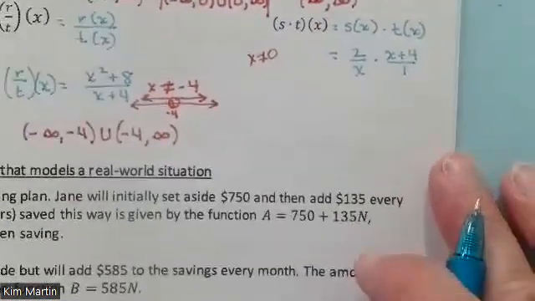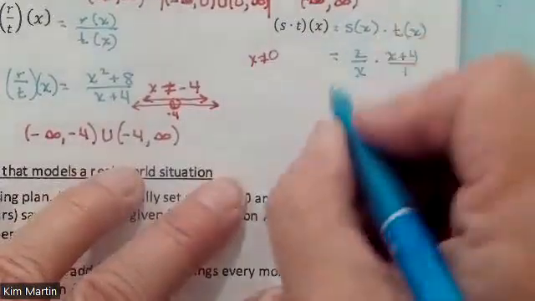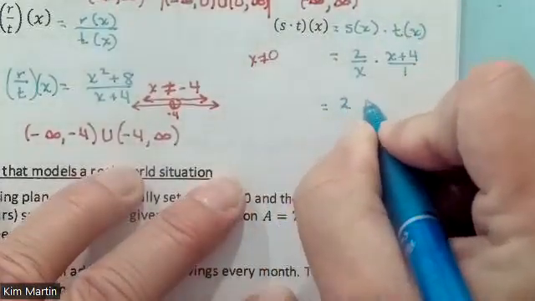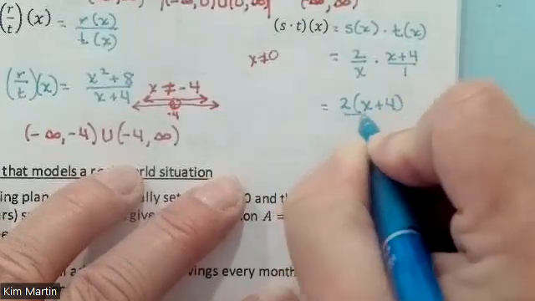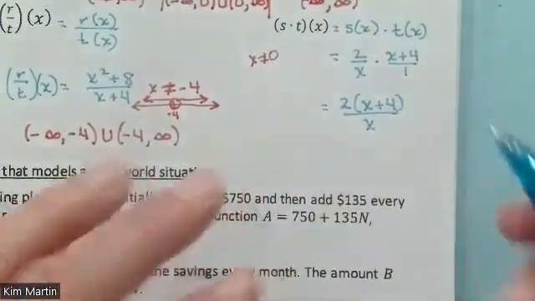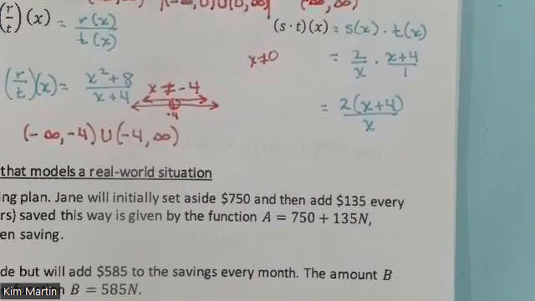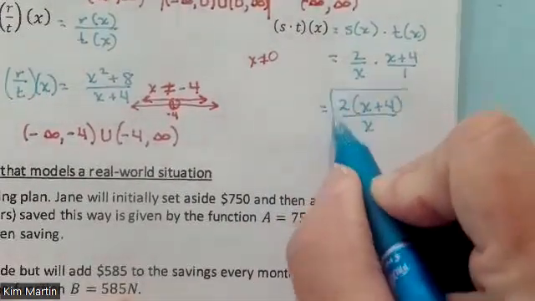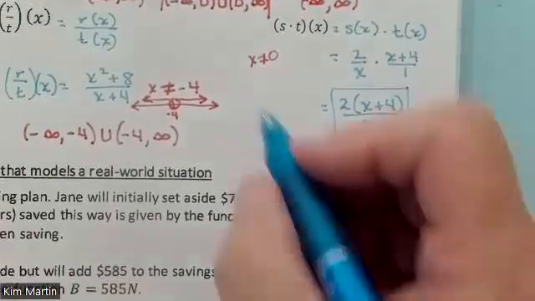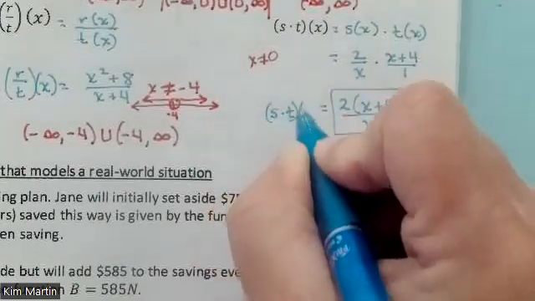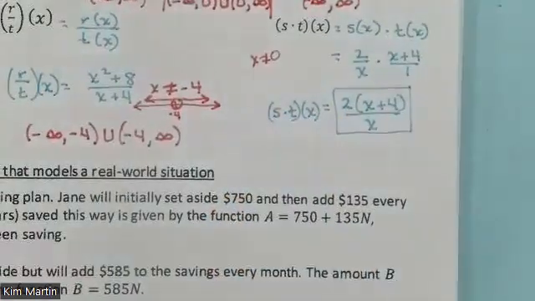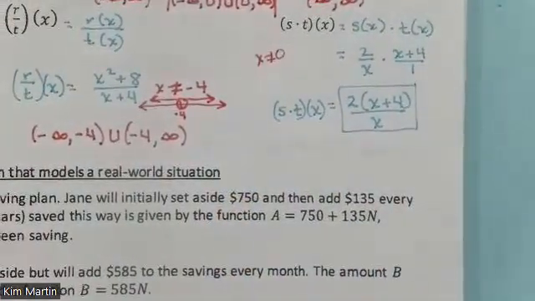So you can have this as 2 different answers. Me, I would just say 2 times the quantity of x plus 4, all over x. But if you want, you can put 2x plus 8 over x. But you don't have to. So I'm just going to leave it like that. That is our new function, s times t of x. And again, you could have 2x plus 8.